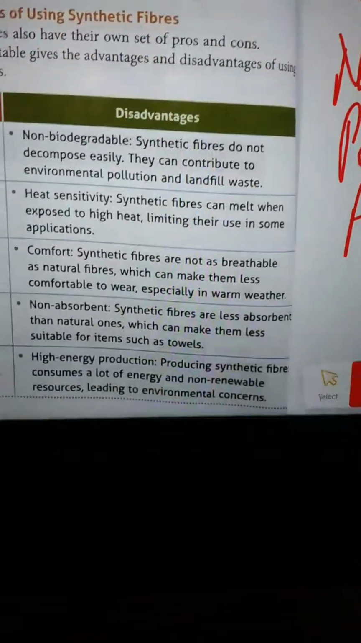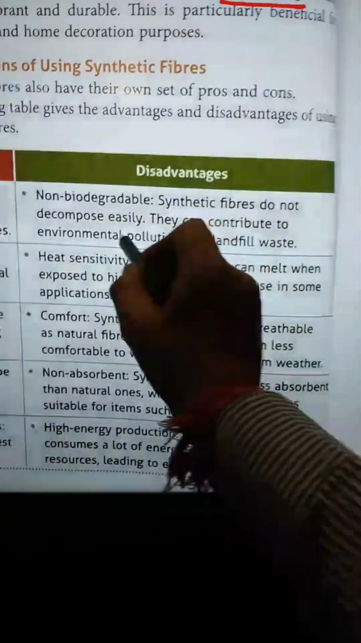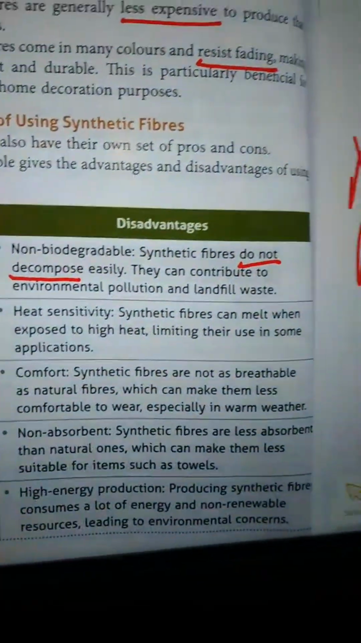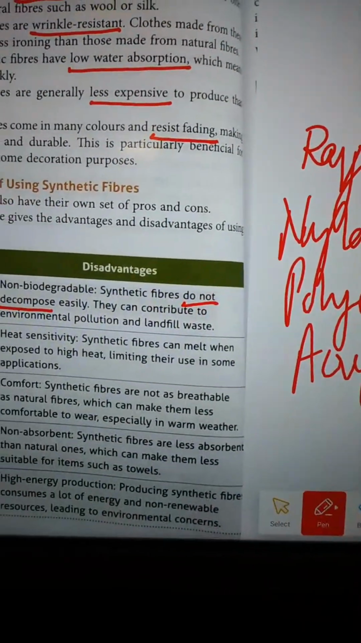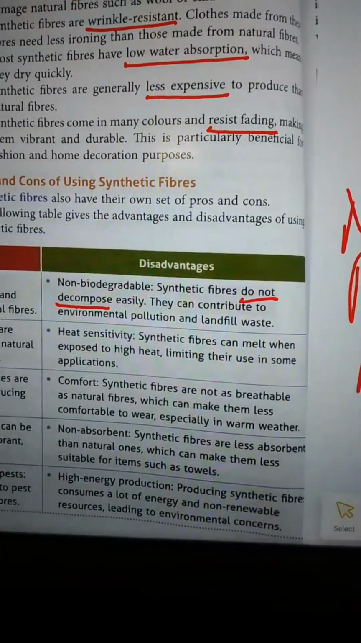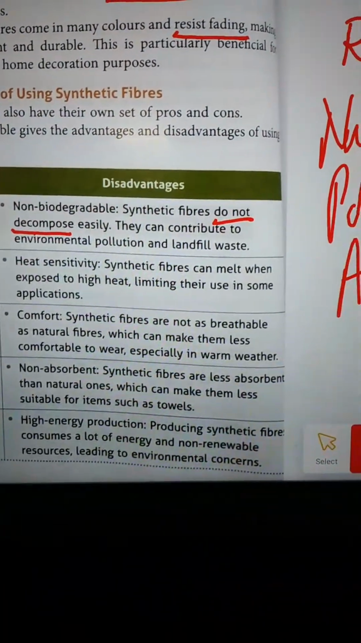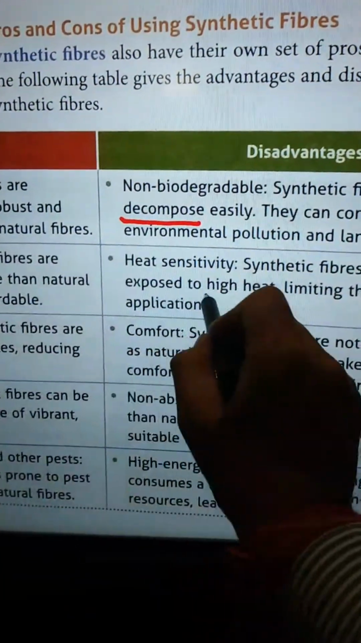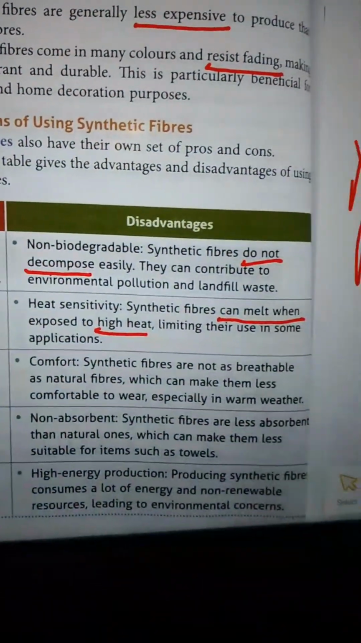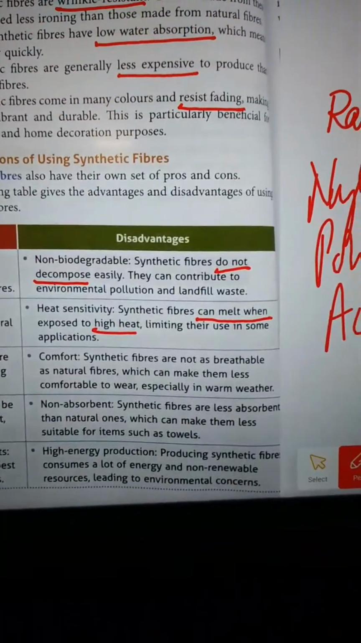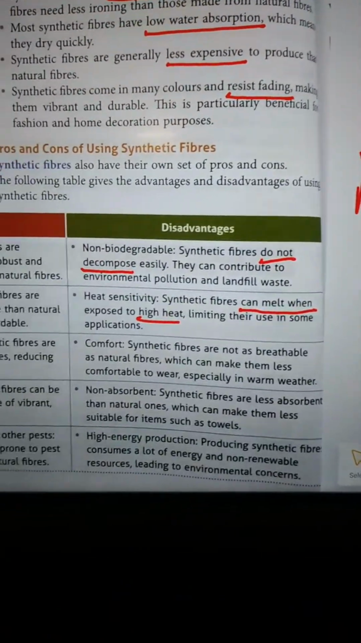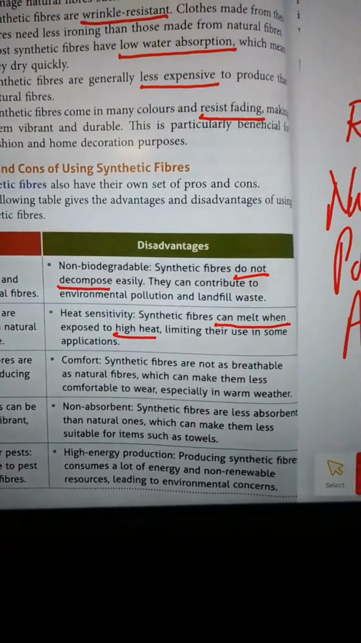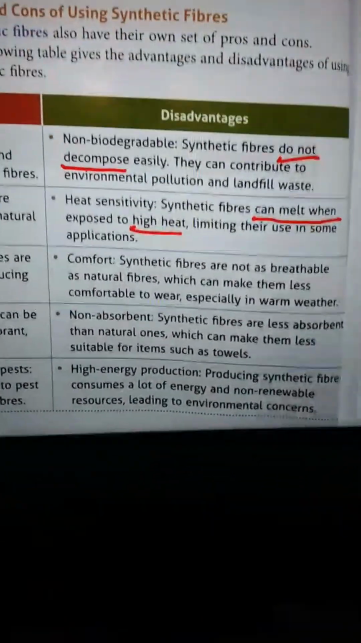but they have disadvantages. The disadvantage is they do not decompose. If you have any nylon fiber, a nylon rope, and you keep it in soil for 10 years, it will not decompose. They can melt when heated. So for example, a nylon toothbrush. If you bring it near fire, just keep it near fire, its threads will melt.